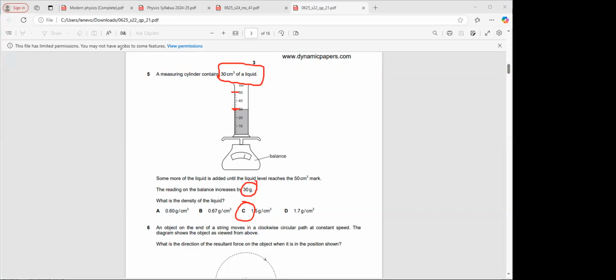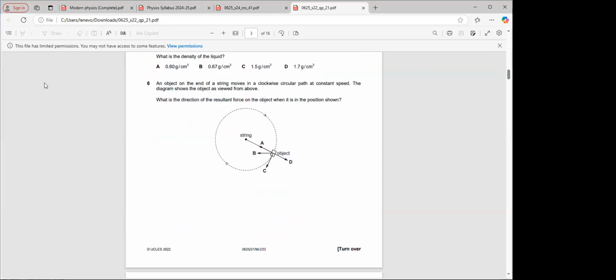Yes, correct. See, the weight is increasing by 30 grams. So the mass of the liquid added is 30 gram itself. The liquid that we have added is 30 gram only, then only this much amount of liquid has been displaced, right? And density is equal to mass by volume. So using that, you'll get it. Okay, correct. Sixth question, it's A, right?